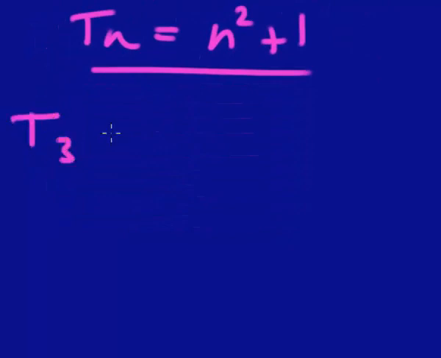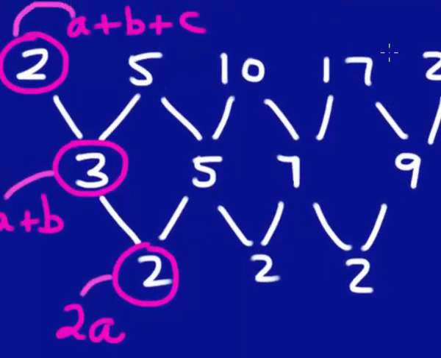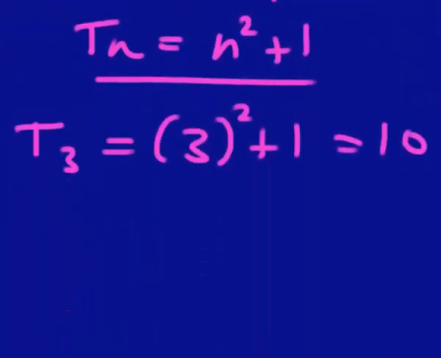Say I said to you, what is the third term? You would say 3 squared plus 1, which is 10. And look at that, the third term is in fact 10, which is great. There it is, using n squared plus 1, quadratic. Okay, now let's have a look at another example quickly, just to clarify this.